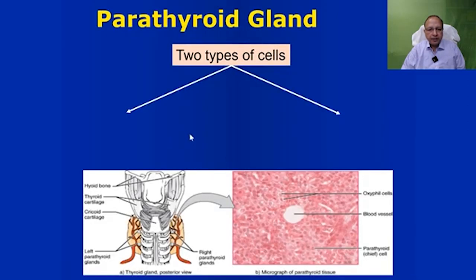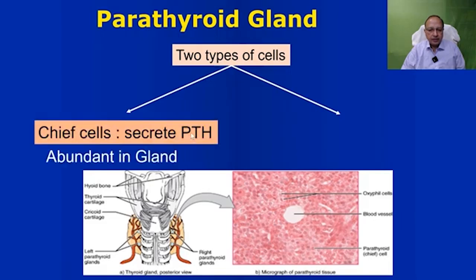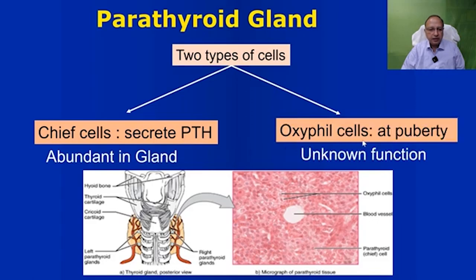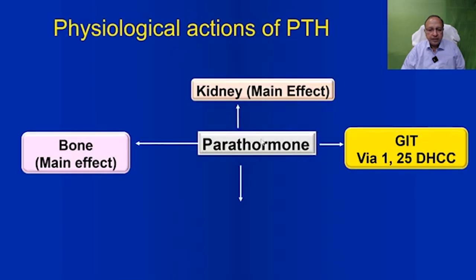Now, in the parathyroid gland, we actually have two types of cells. One is the chief cell and the other is the oxyphil cell. The chief cells are abundant in the gland, and they produce the parathyroid hormone. Whereas the oxyphil cells, which are usually present at puberty, have an unknown function. So, chief cells produce the parathyroid hormone.